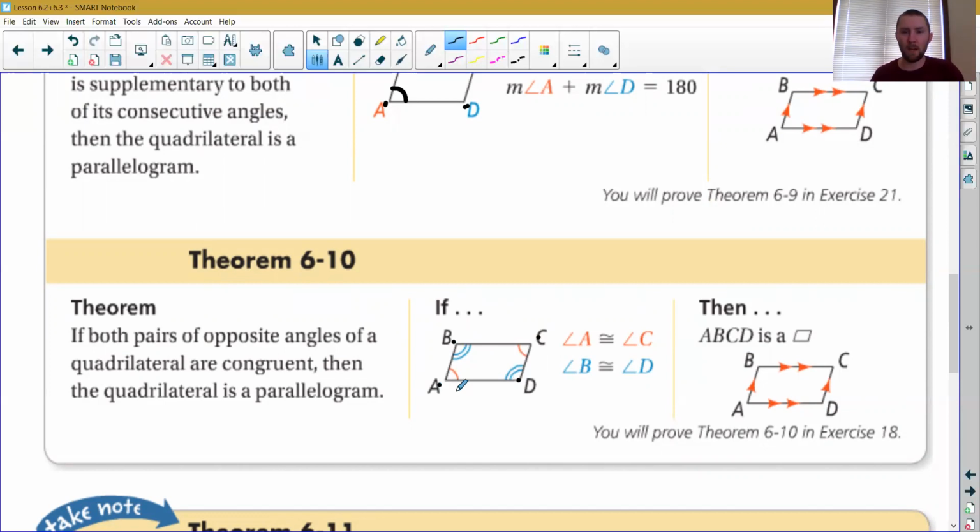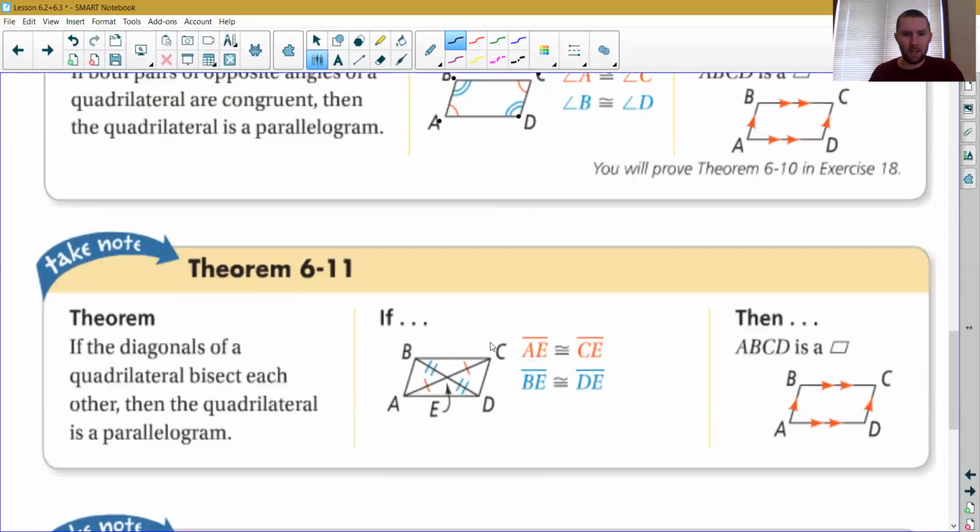Now, just also keep in mind that whichever one of these reverse properties we use to prove a shape is a parallelogram, once we know it's a parallelogram, then all of the other properties instantly become true because we know that it's now a parallelogram.